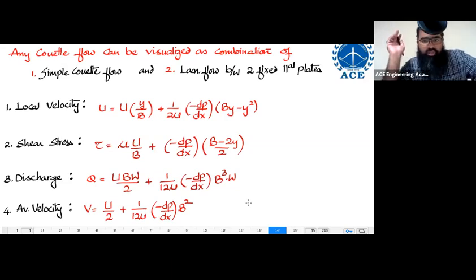Now tell me, if I just look at these formulas, the part before the plus sign, these are the formulas for simple Couette flow. That means for simple Couette flow, these values are going to become 0. Give me a logical conclusion: which component is making these values 0 in simple Couette flow? I wish you were in front of me.